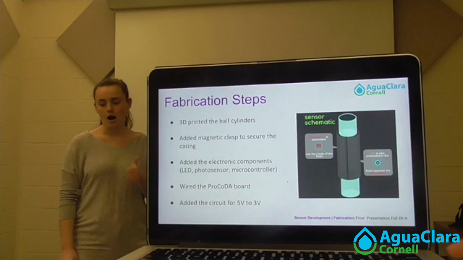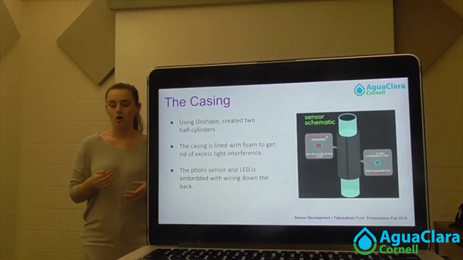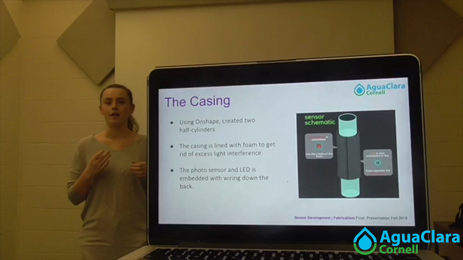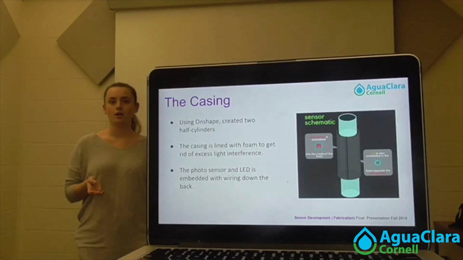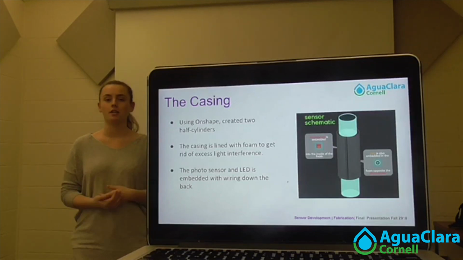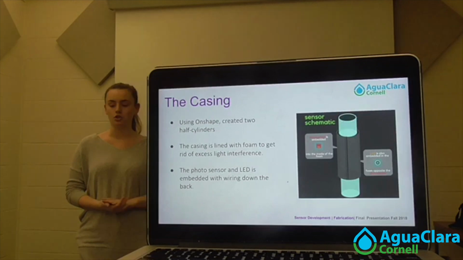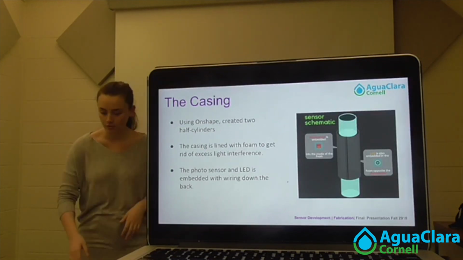And as you can see in the photo, the casing houses all of these. So within the casing, we have the foam and both the LED and the photosensor right across from each other, and that will be what's reading the data. And it's going to send back to ProCODA how much light is going through, and eventually, as we will talk about later, we create a calibration curve to make this data into something that's actually meaningful.